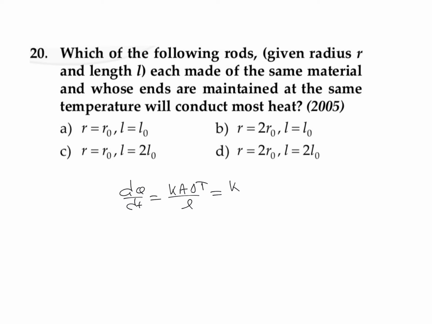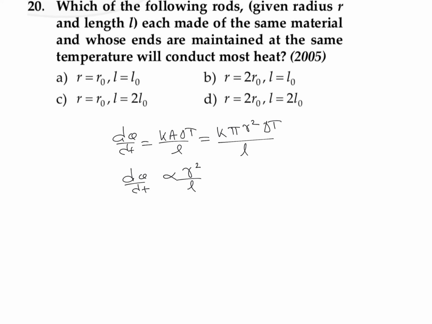So we can write further, this area is nothing but the cross-sectional area, which we can take as pi r square, into delta T divided by L. So we can write this dQ/dt is directly proportional to r square and inversely proportional to L. Now, in each and every option, we can check the value of dQ/dt.